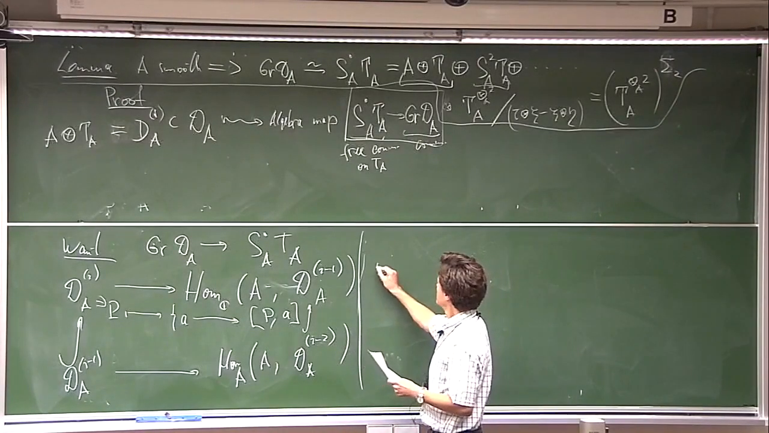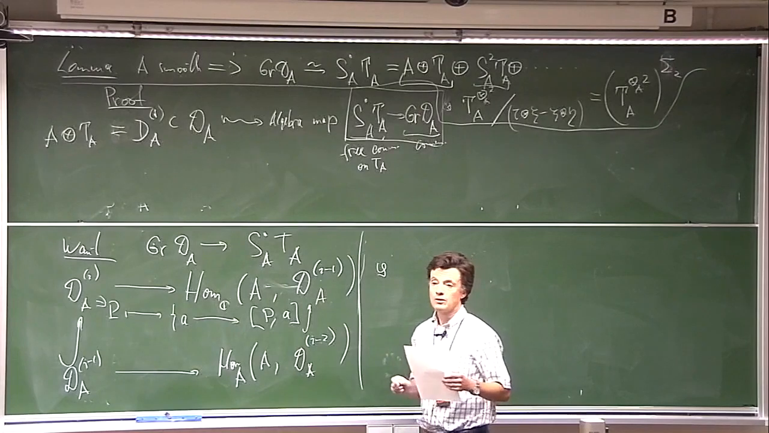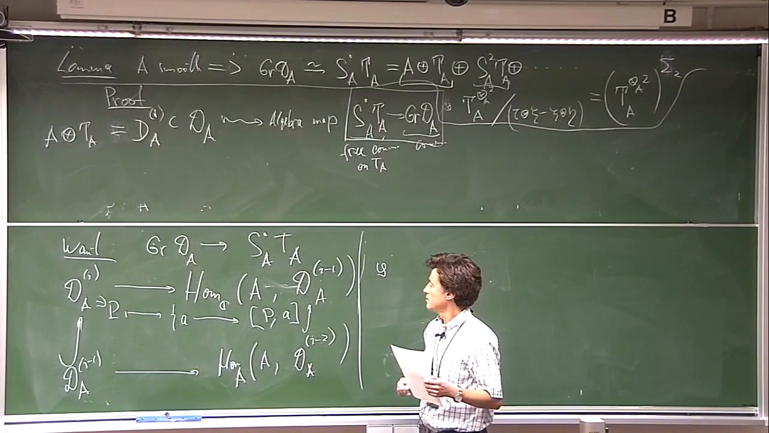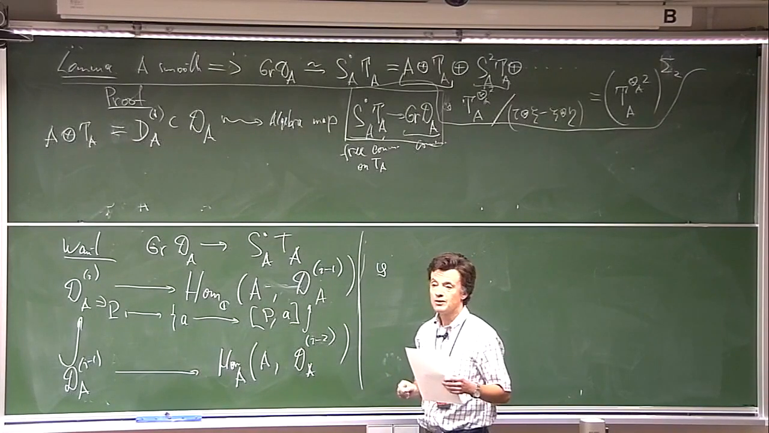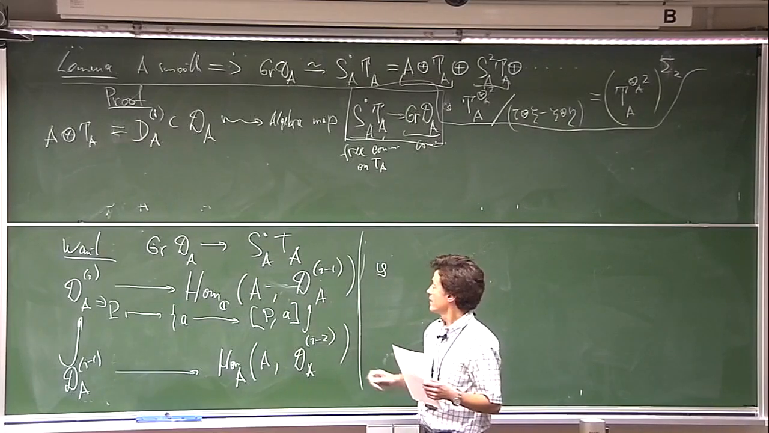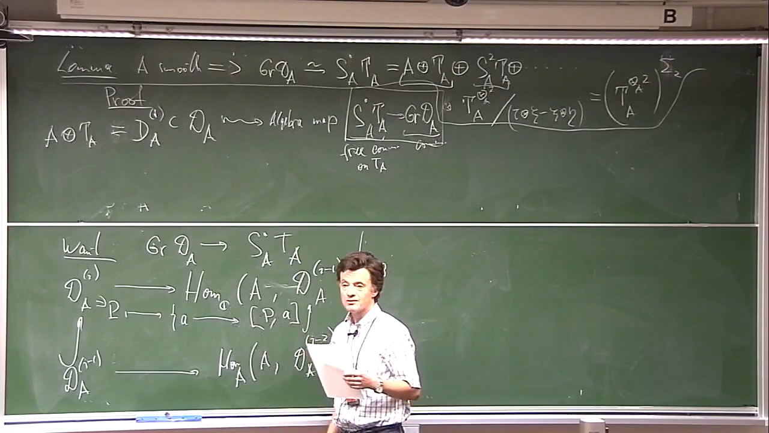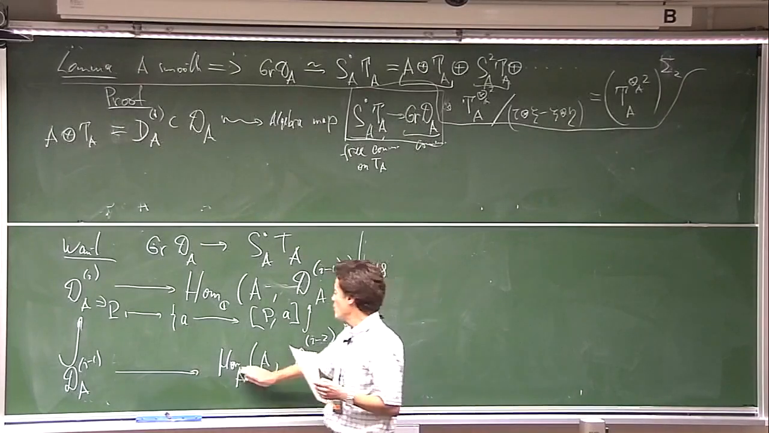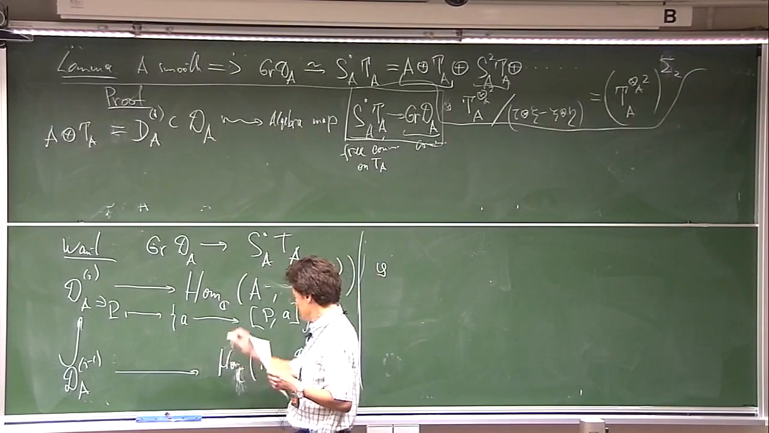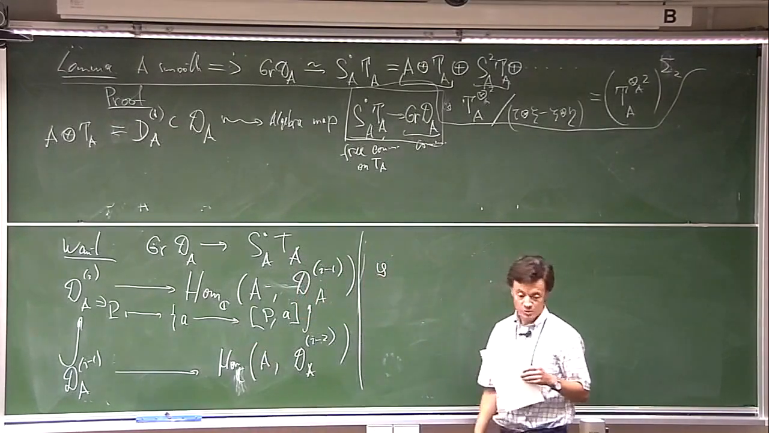Why the second home space is over A? What is home over A? After, so the first home space is home. No, it's over C. Yeah, the second one. Ah, oh, it's a typo. Okay, thank you. Of course.